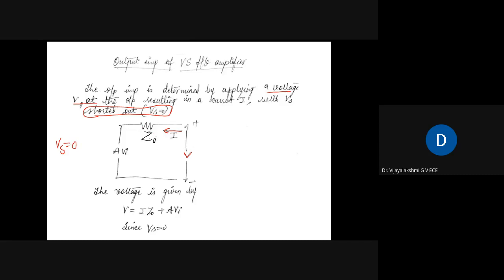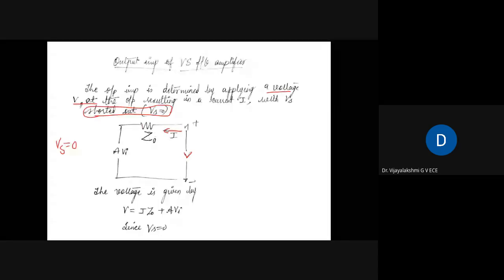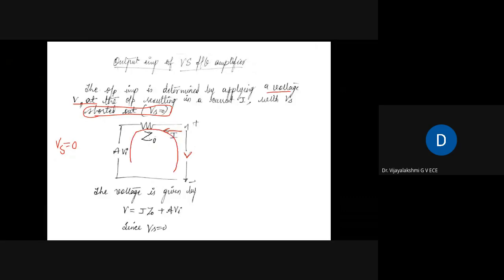Now let us see what is the change that we expect when you are going for a negative feedback, whether output impedance increases or the output impedance decreases. Okay. Now to find that, let us apply KVL to this loop. So I am applying KVL to this loop. So when you apply KVL, you can see from this side I get V is equal to I into Z0.